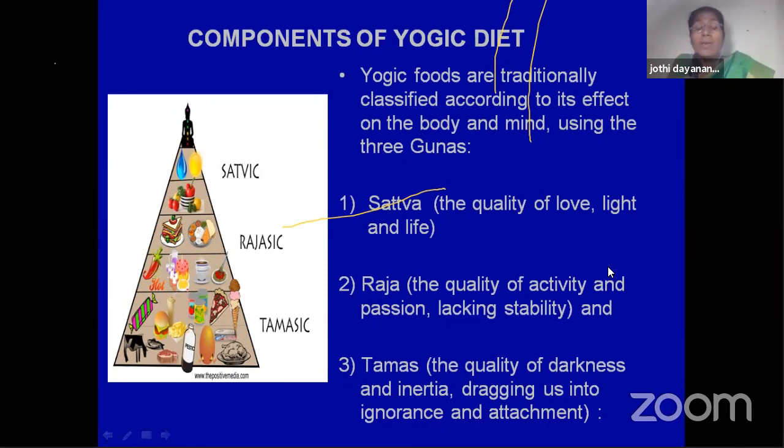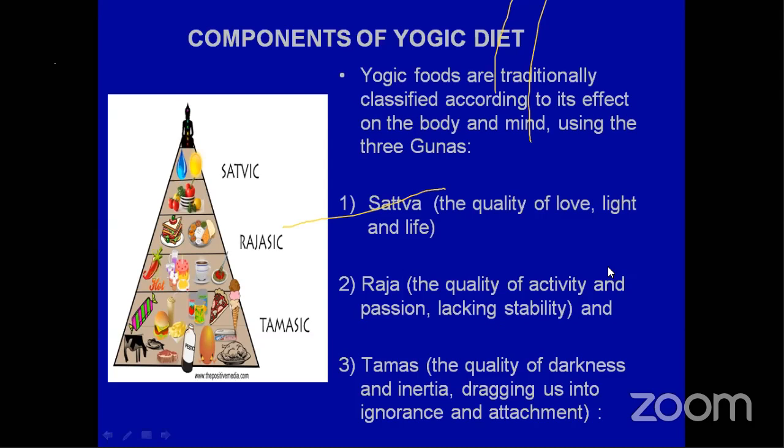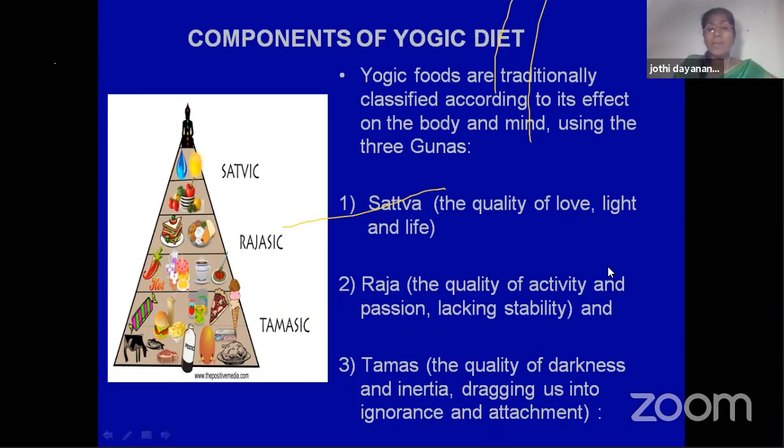sattvic guna, that is loving, giving life to others. Everybody will have the rajasic quality of being a leader, to show your supremacy when the time comes, and sometimes you also go lacking stability. And tamasic is the laziness which everybody will have, just like Vata, Pitta and Kapha. Tamas is the quality of darkness and inertia, dragging us into ignorance and attachment. So you get attached to some kind of bad food, some kind of bad characteristics.